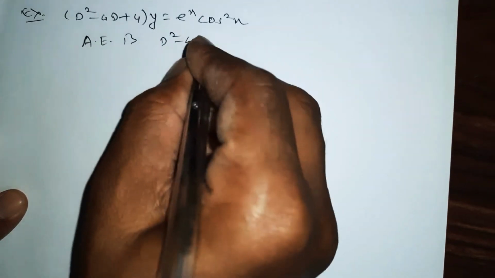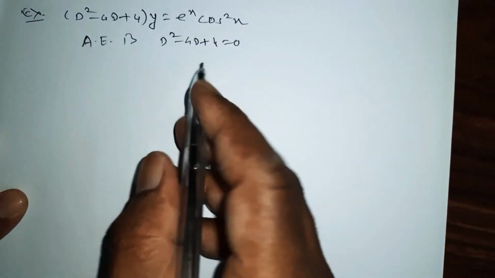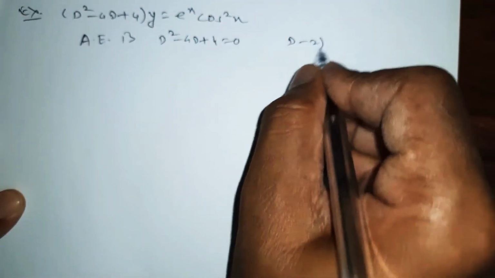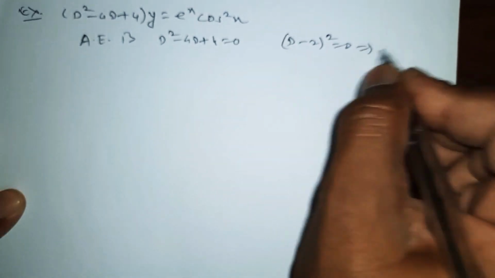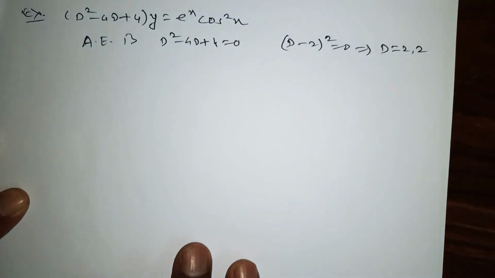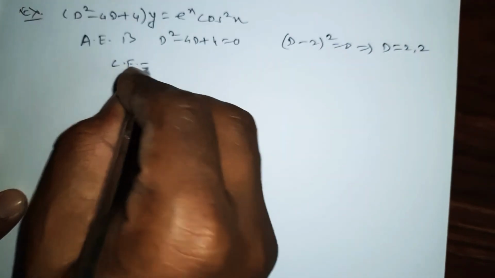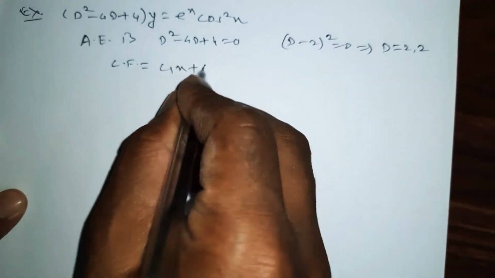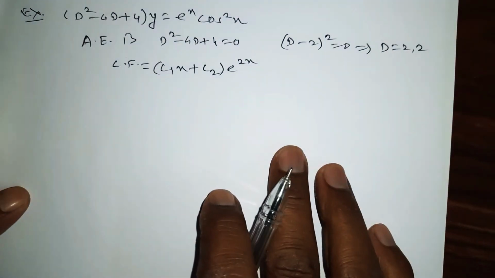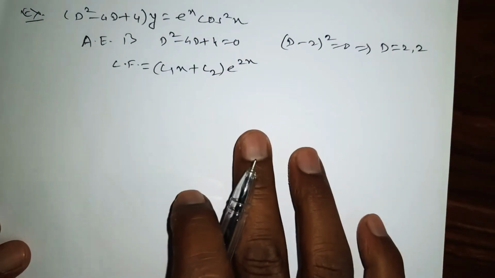The auxiliary equation is D square minus 4D plus 4 is equal to 0. Yes, this is a perfect square. What is that? D minus 2 bracket square equal to 0. So your root is D equal to 2. Do your own and check with my solution. If there is an error, then reply to me, no problem. Your answer must be correct. So what is your complementary function here? c1 x plus c2, then e raised to 2x. This is my complementary function.